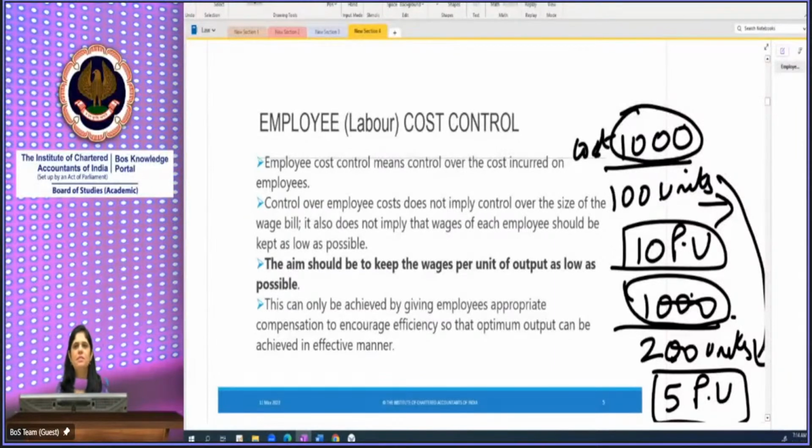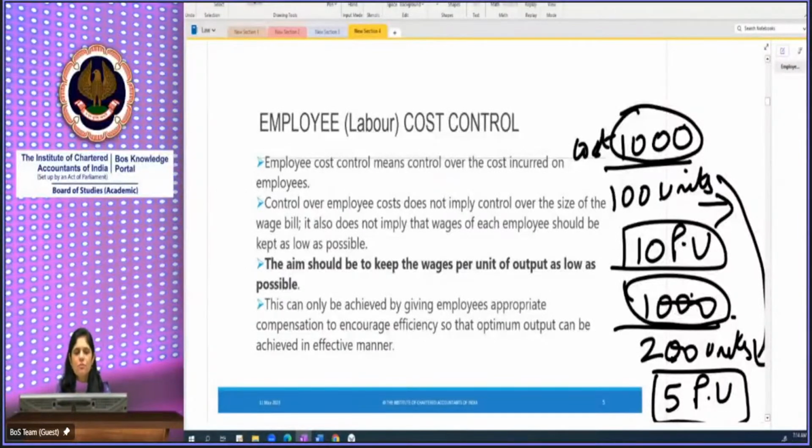It never means that you should reduce the wages or salaries. You should never reduce the wages and salaries. But the strive is to increase the production, increase the efficiency of the labor, so that in the same salary they should be producing more. All right. So that is the concept of employee cost control.